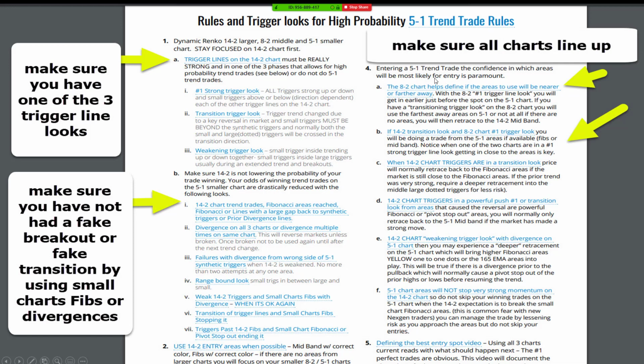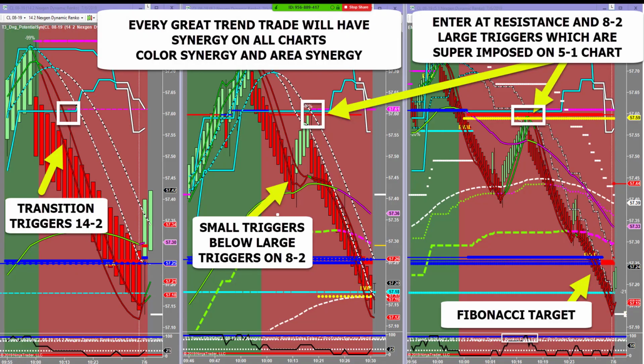So ultimately, what we want is a synergy between the large chart not having hit a termination condition, and then number 3, we want all charts to agree. So look, this is what a very, very, very typical high probability trade for us looks like. It's obvious, very, very simple. We have a transition trigger on our 14-2 chart. We have red background on the 8-2, and we have our trigger lines crossed down and the small triggers below the other triggers. And then we have a pullback to Fibonacci resistance.